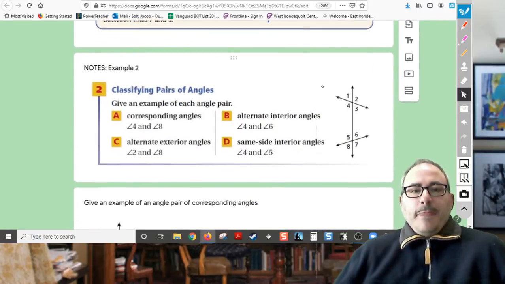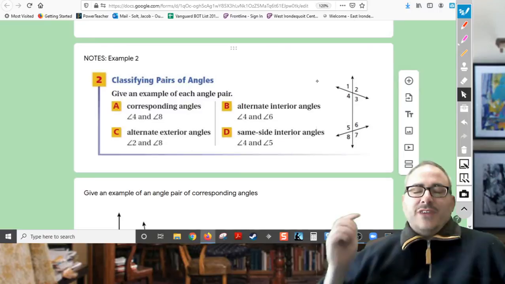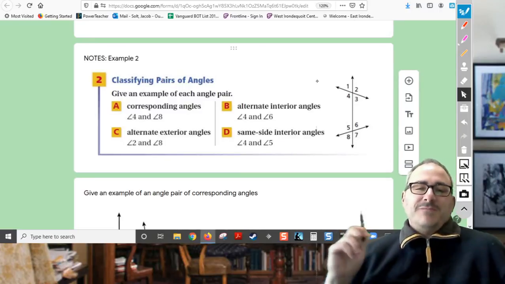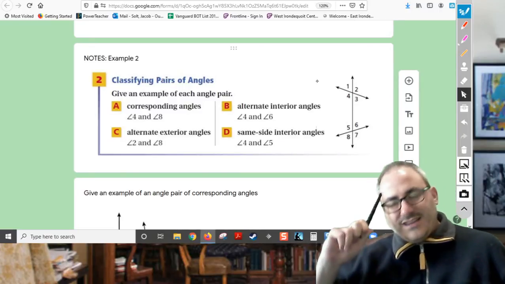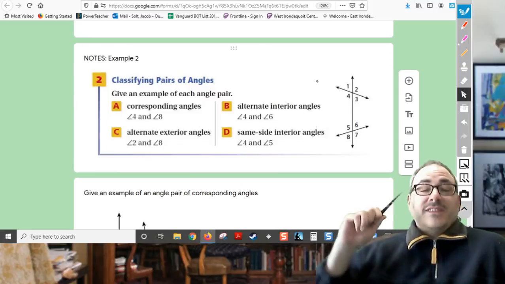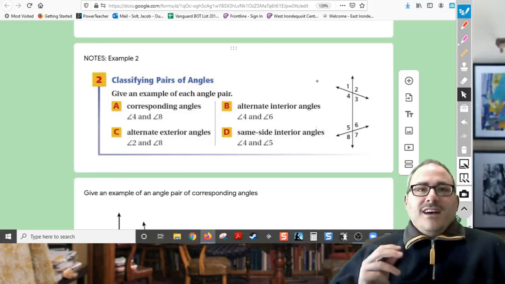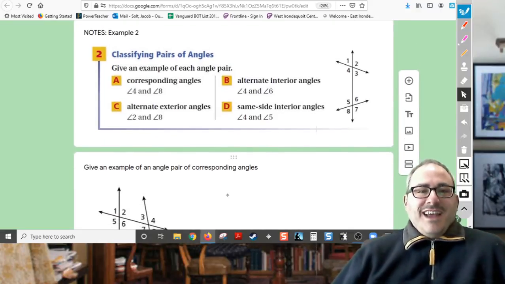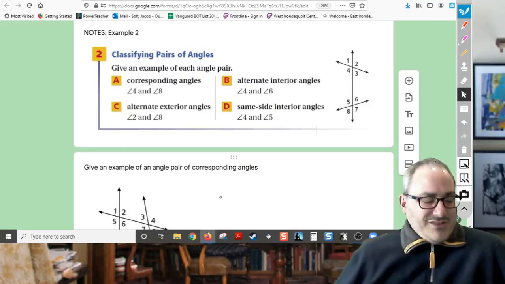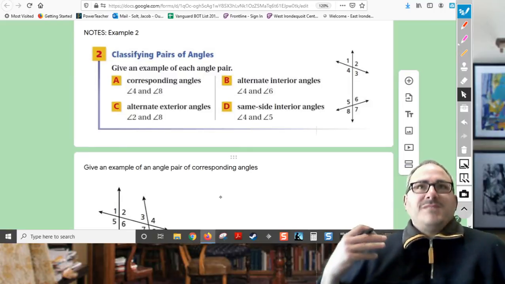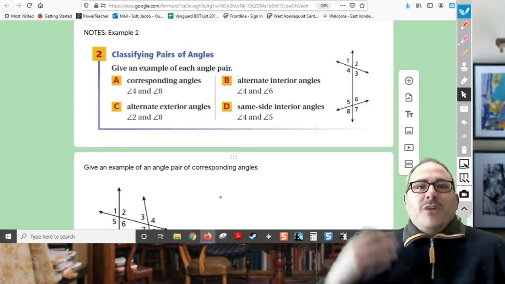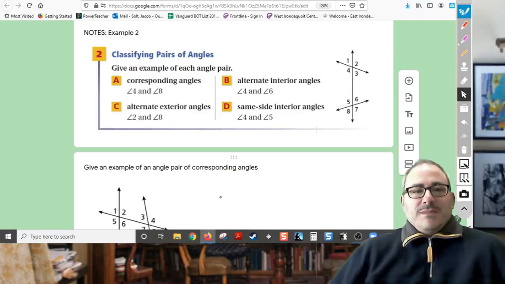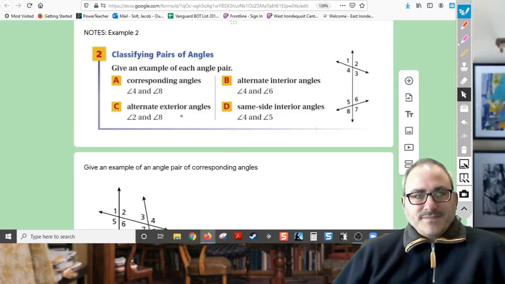I need your brain to, when you hear corresponding angles, be visualizing a certain look, and then you can identify it. Because without that, you're going to struggle on these Regents if you ever take the geometry Regents. I want some automaticity, automatic recognition of some of these vocabulary terms. All right, so here we go.